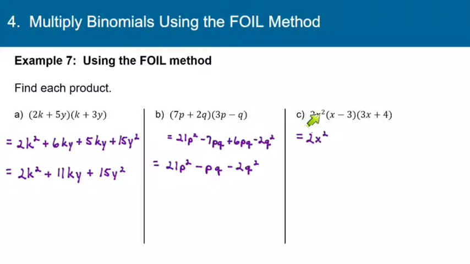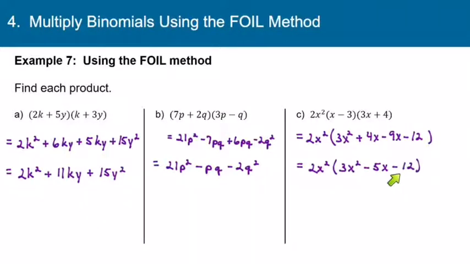So you want to keep the 2x squared there, but let's go ahead now and use the FOIL method on these two binomials. So first times first would give us x times 3x, so that's going to be 3x squared. Outer times outer is positive 4x. Inner times inner is negative 9x. And last times last would be minus 12. Now still, before we distribute, let's combine our like terms in here. So I'll still have my 2x squared out here, but inside the parentheses I'll have 3x squared. Then 4x minus 9x will add up to minus 5x, and then we have our minus 12.